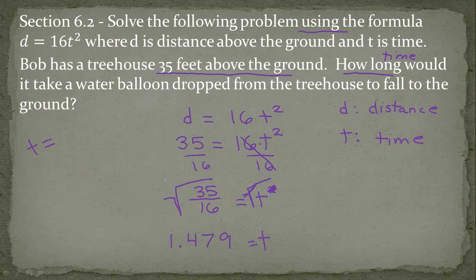1.479. Now notice here, there is a plus or minus sign. There are two answers, but with word problems, we only use the positive answer because you cannot have negative time. If you drop a water balloon, it's going to hit the ground in a little over a second. Negative time would be time travel. We can't have negative answers. So here we use the positive answer.